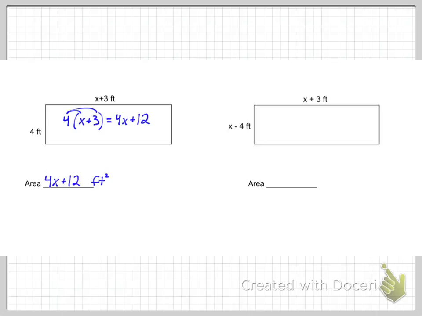For this next one, we're going to multiply those out. So that's a binomial times a binomial, and you guys know how to do this. Let's distribute the x minus 4. Now let's distribute the x and distribute the 3 and combine like terms, so we get x squared minus x minus 12 square feet. It's okay that we don't have a specific number.